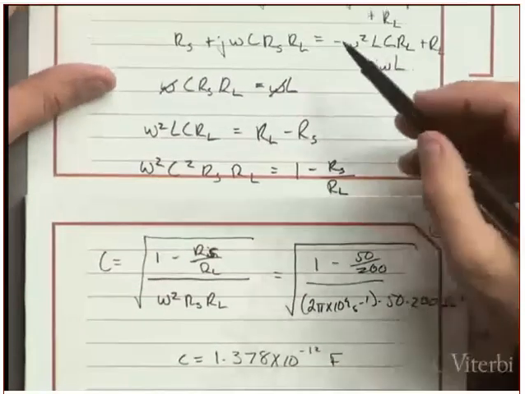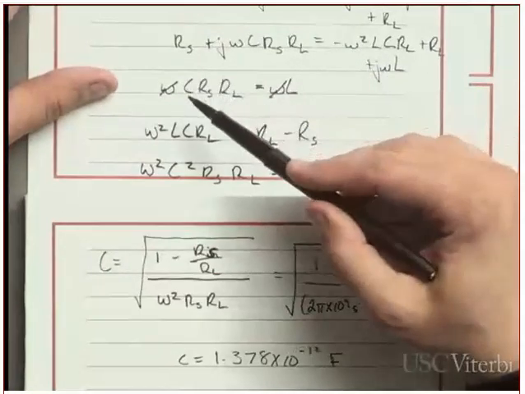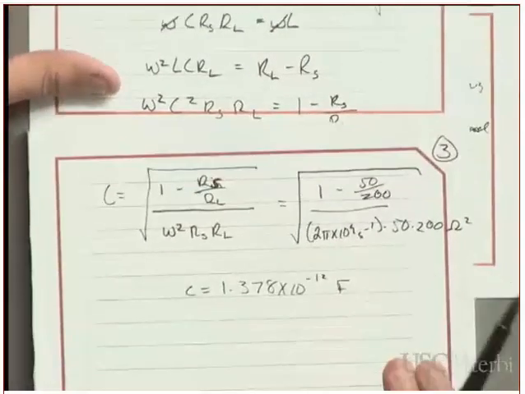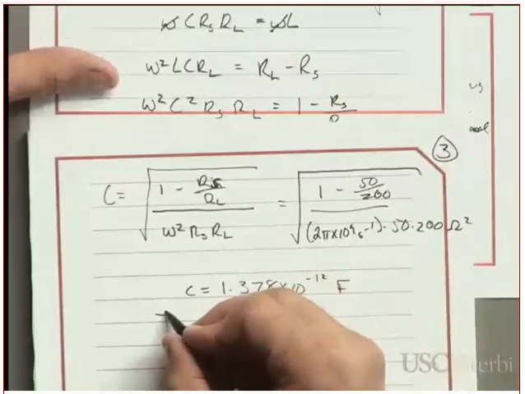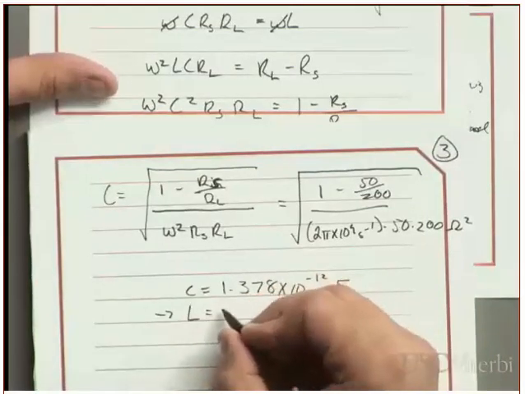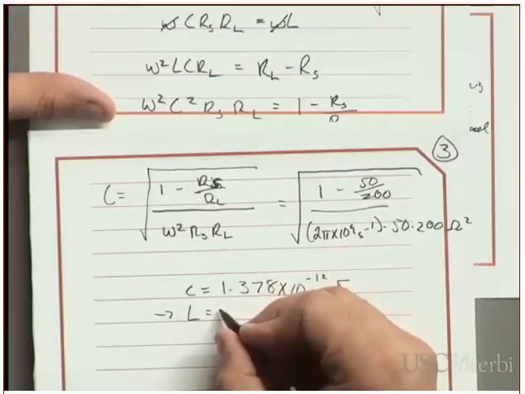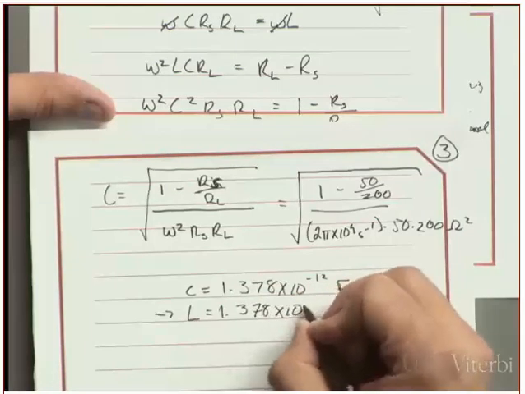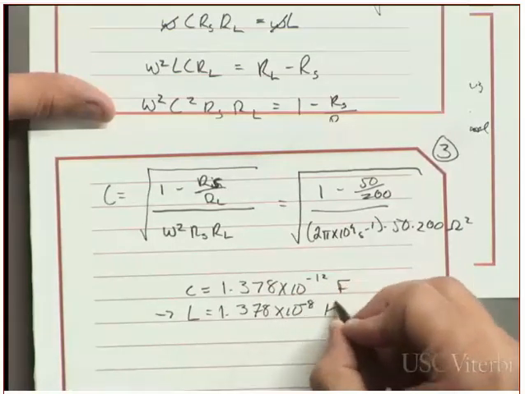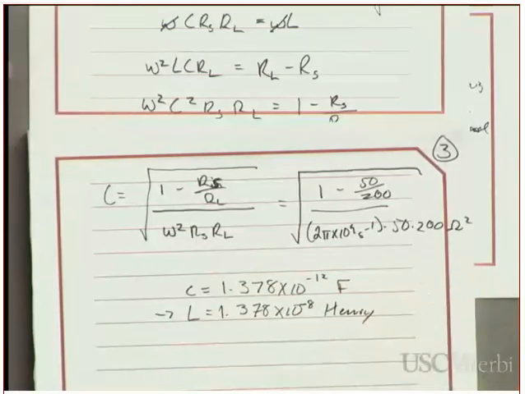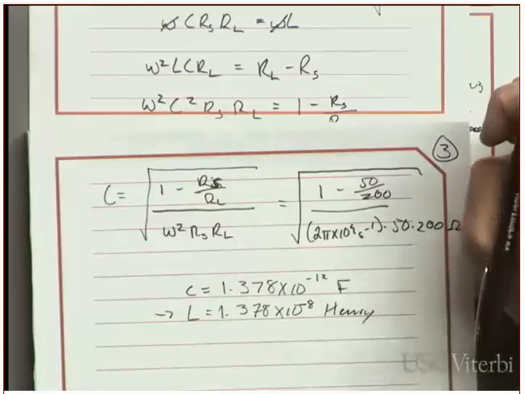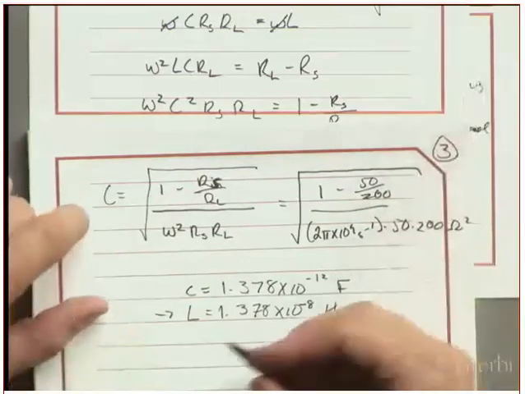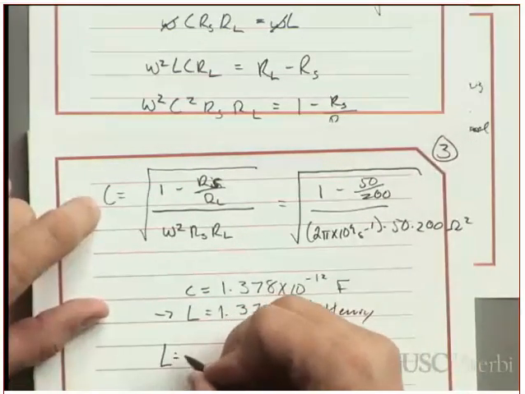and then I can back substitute that into this equation and find what L is going to be. And if I do that, L is 1.378 times 10 to the minus 8 henries. So I found a solution, and it should work, assuming that I did everything correctly above. So this is an L match.